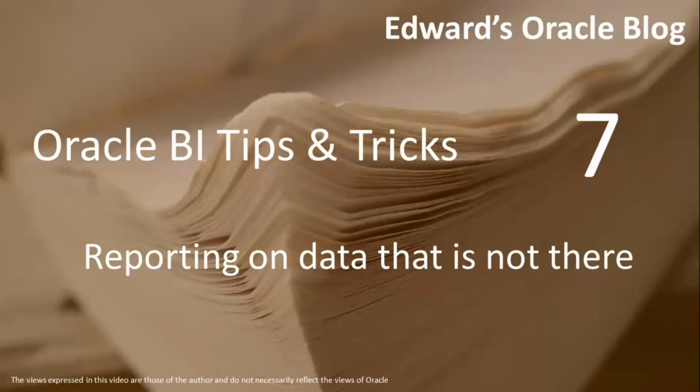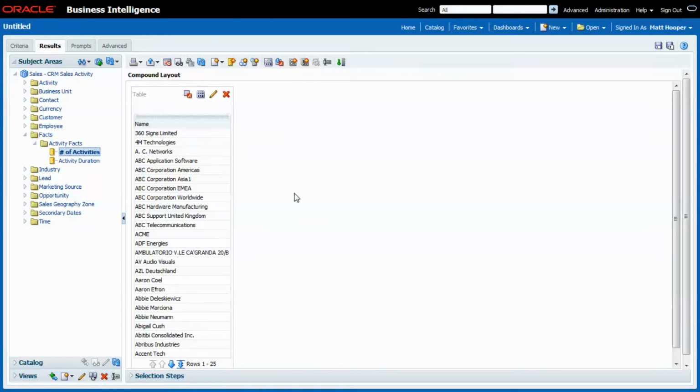I could not find a better name, but I hope at the end of the video you get what I mean. So let me show you straight away what this is all about. Here I have a list of accounts taken from a subject area that describes how accounts and activities and opportunities and such all are related to one another.